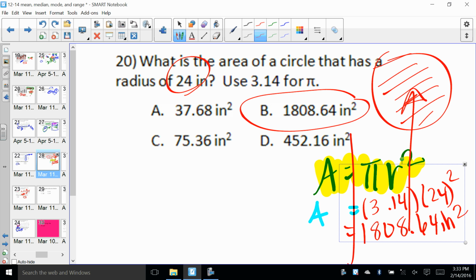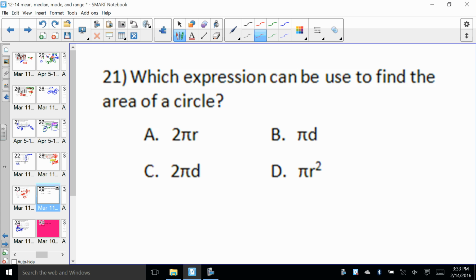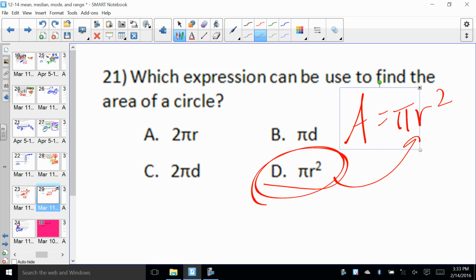And the last problem for today, here we go, guys. Which expression can you use to find area of a circle? Pi r squared sounds like area to me. You should be saying D. That's how we find the area of a circle. That should be a pretty easy one for you after everything we've been doing in this work.